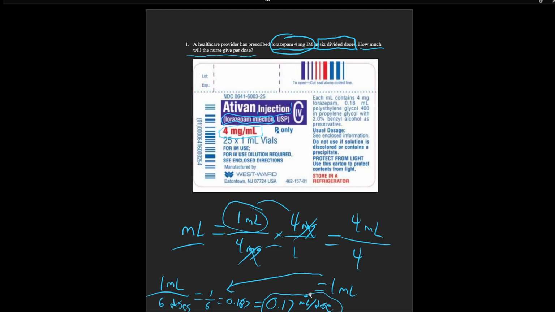So 0.17 milliliters per dose. That is 6 doses total, which would give us a total of 1 milliliter. So yes, this does make sense. We can move on with confidence.